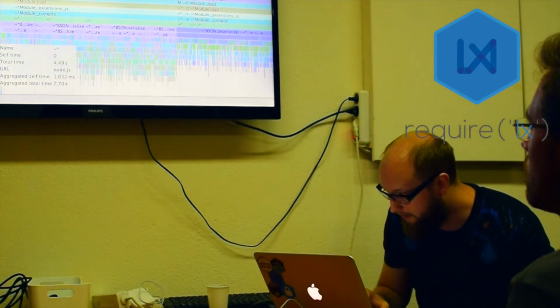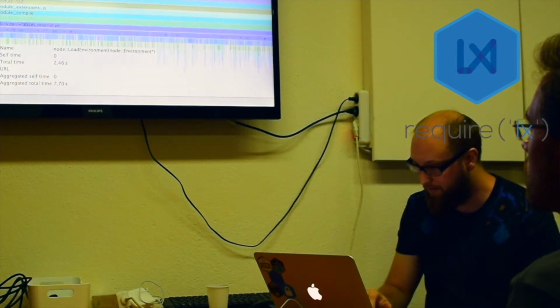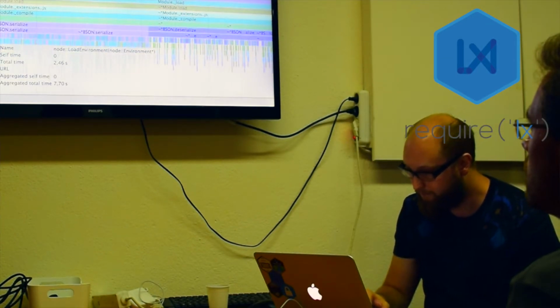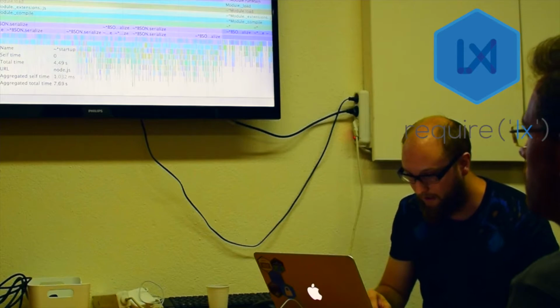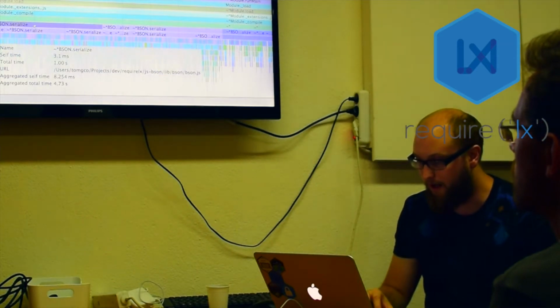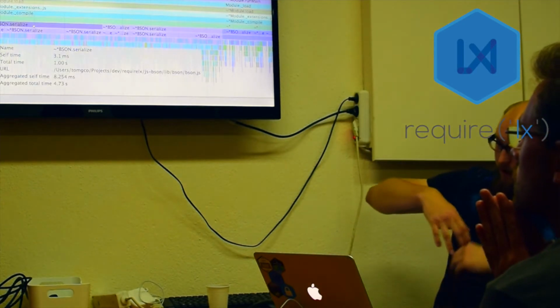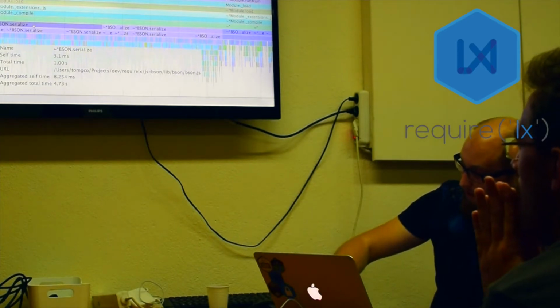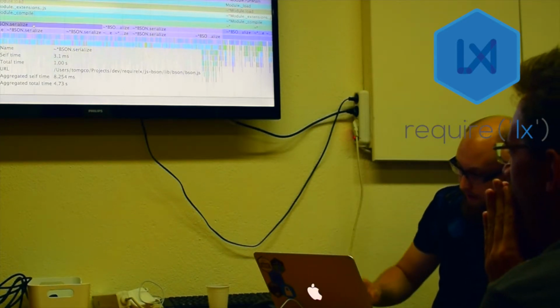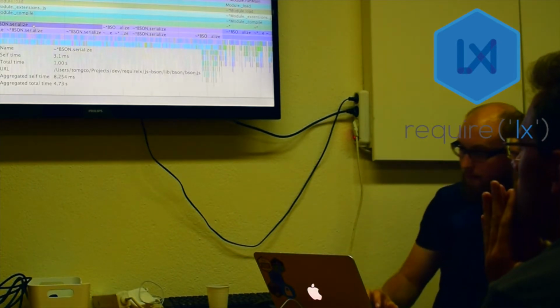So if we have a look at this point onwards, we can see that there is actually bson.serialization happening, and we can see how long it took itself, the time it took in total, the file that is actually processing this, and that also includes the line number, and the aggregated time.